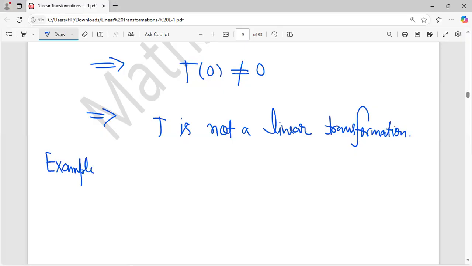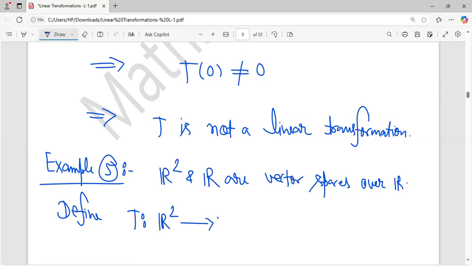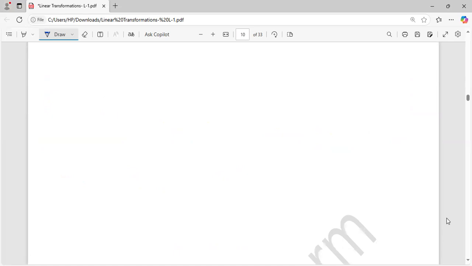Example 5. R square and R are vector spaces over R. Define T from R square to R by T(x, y) = |x - y|. Is T a linear transformation?